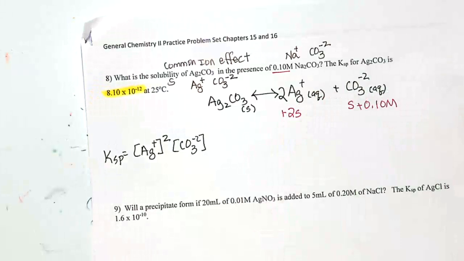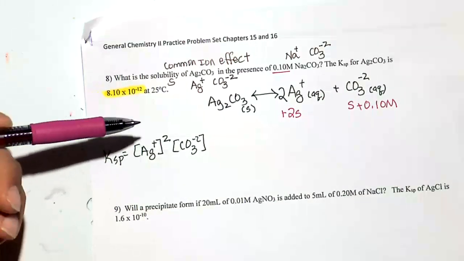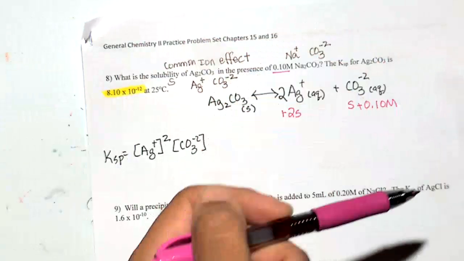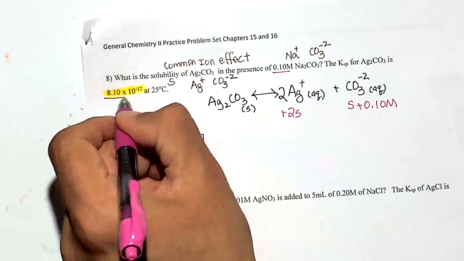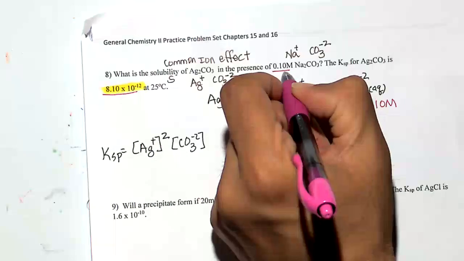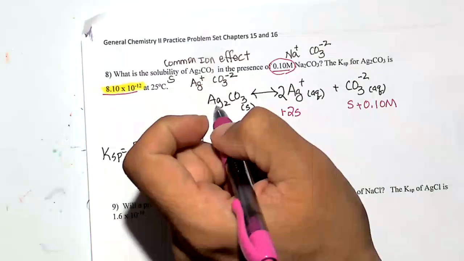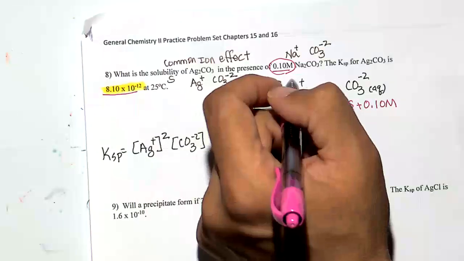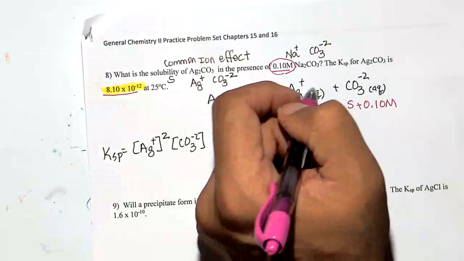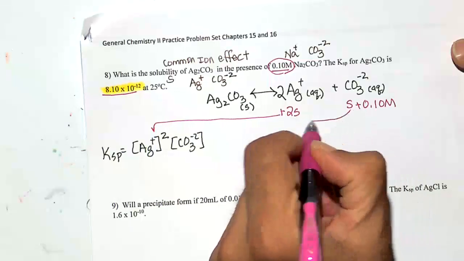So there are 2 sources of CO3 2-. One source is the solid Ag2CO3 dissolving, and this is the equilibrium constant for that. The other source of CO3 2- is the solvent that is being used to dissolve it, and that is 0.10 molar sodium carbonate. So there are 2 sources of CO3 2-, and we'll plug that in here.